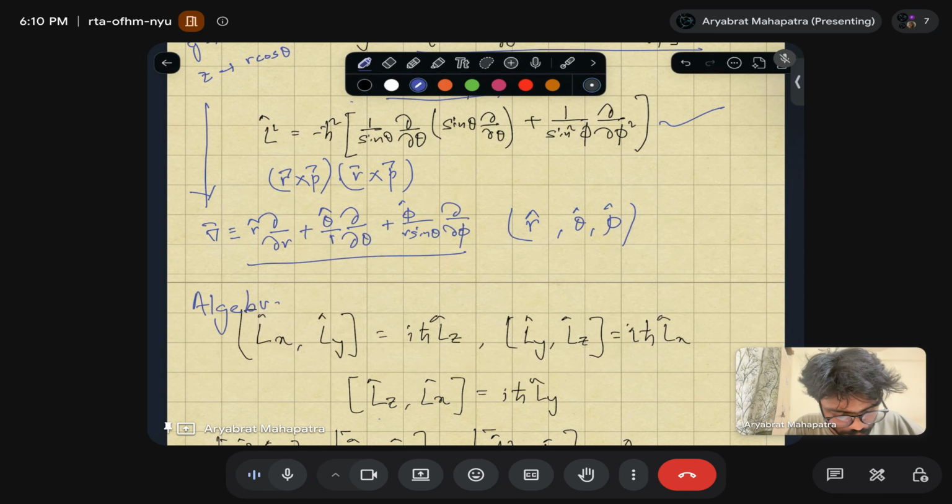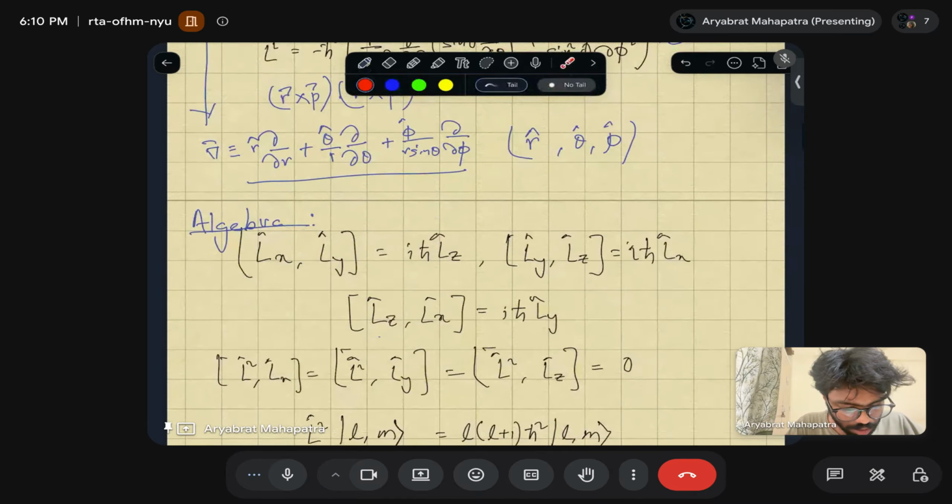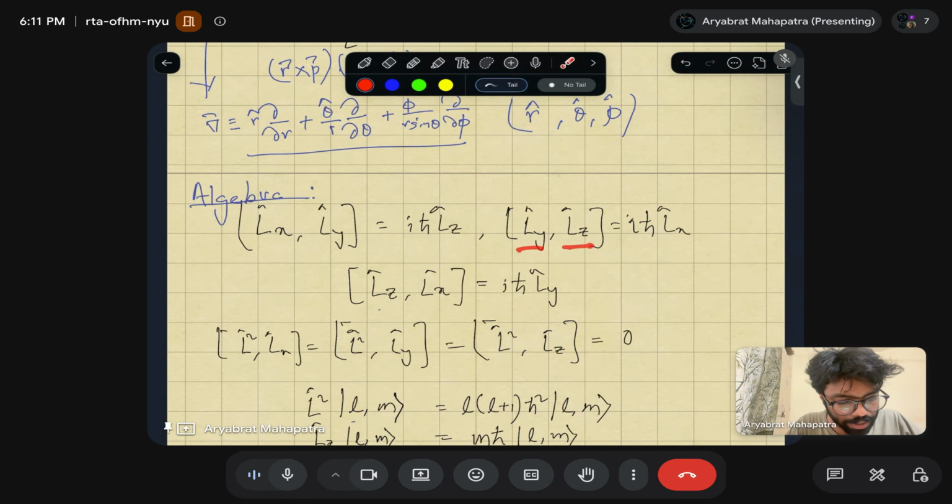So this is the angular momentum algebra. What happens if you take Lx, Ly and take the commutator? You get something non-zero, and interestingly that becomes equal to the Lz operator. If you do Ly, Lz, you get Lx, and also if you do Lz with Lx, then you get Ly.